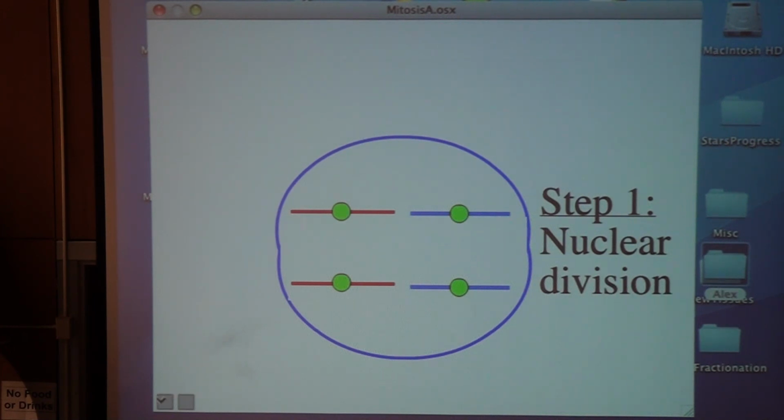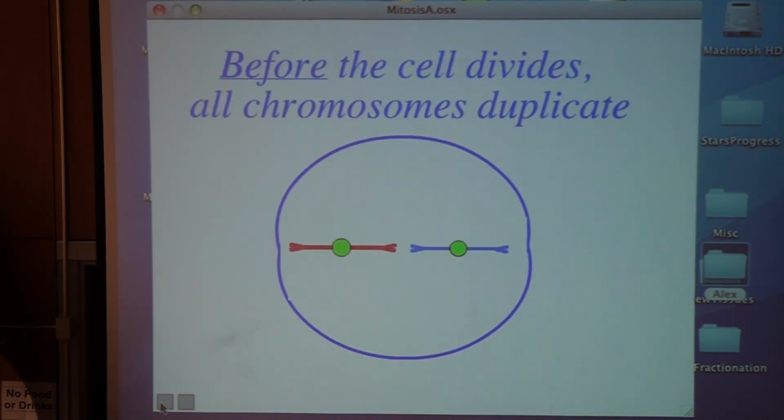Let me run that back again. All right, so there are our 2 duplicated chromosomes, but when we say the cell undergoes nuclear division, what's actually happening is the centromeres are split.